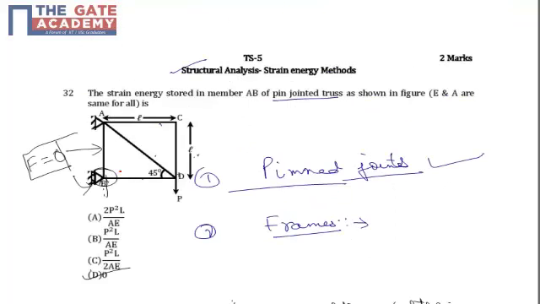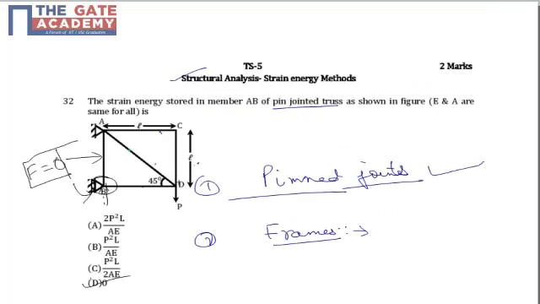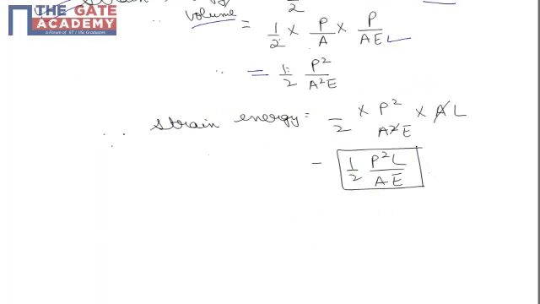But if we talk about member AB, if we multiply this strain energy per unit volume by the volume of member AB, we get the expression for strain energy. Its volume is given by cross sectional area multiplied by length. So half into P square upon A square E into A L gives the expression for strain energy as half into P square L upon AE, where P is the axial force present in the member under consideration.